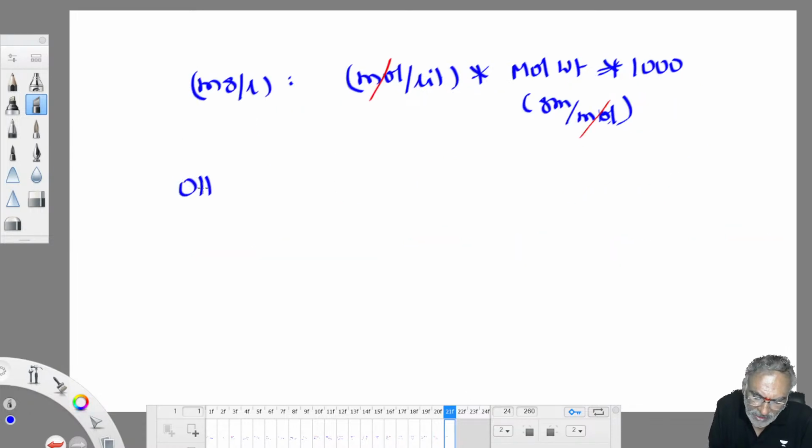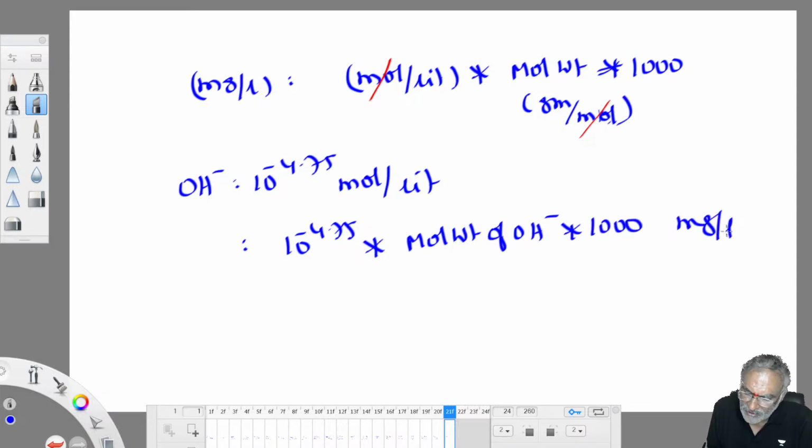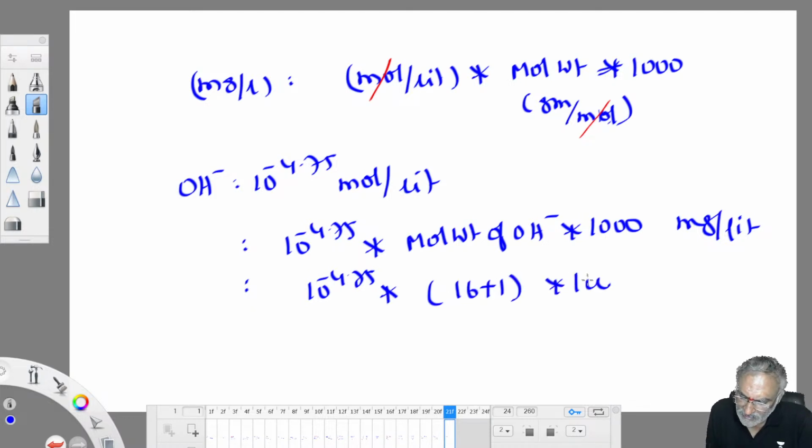So the OH minus ion concentration is 10 power minus 4.75 moles per liter. This we have to convert into milligram per liter. So we do 10 power minus 4.75 into molecular weight of OH minus into 1000, then it becomes milligram per liter. What is the molecular weight of OH? O is 16, H is 1. If we simplify, you get 0.302 milligram per liter. This is the answer for that question.